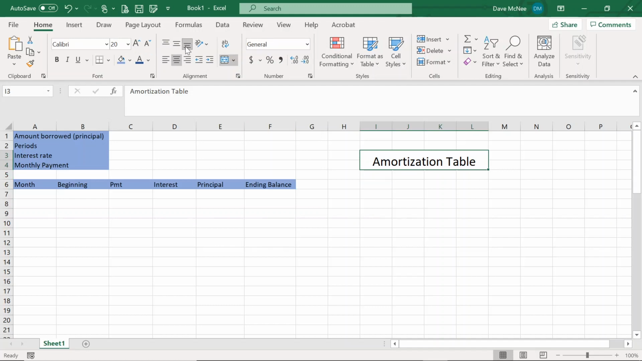You can center it, you can put it more to the bottom or to the top, you can left-align, right-align, whatever you wish. I'm going to center it and put it right in the middle. Maybe I'll increase the font and press Control B to make it bold. There we go. So here is the table.